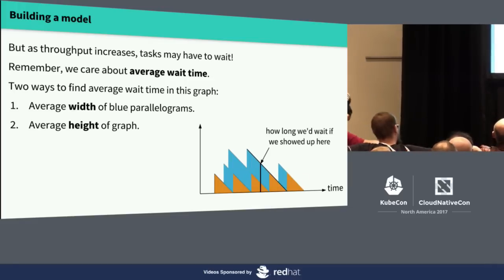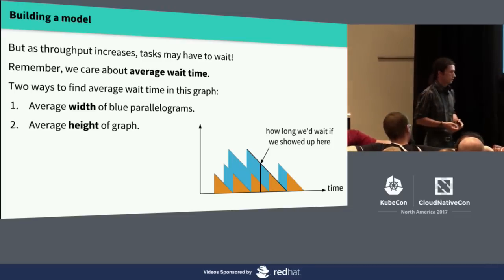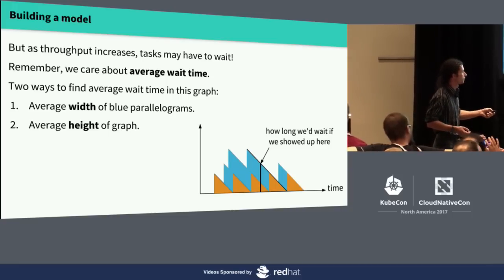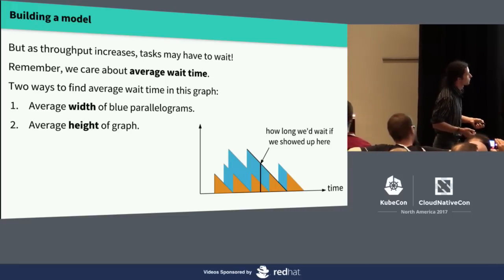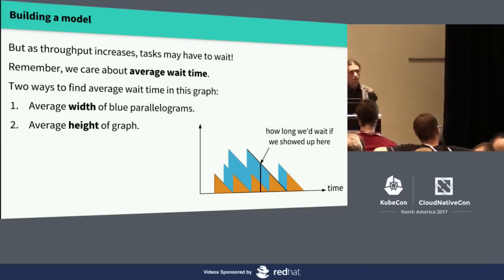But the other way that we can identify average wait time is the average height of the graph. Remember, tasks arrive independently and uniformly at random. So if we're a task and we show up at some random point in time right here, the height of the graph at that point represents how long we'd have to wait. So the average height represents the average wait time.